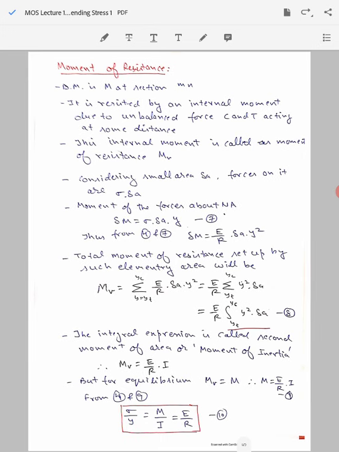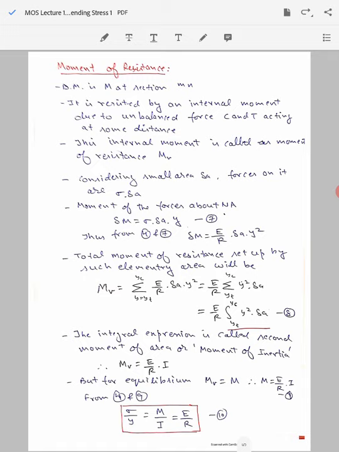Now let's talk about the moment of resistance. The applied bending moment is capital M, and as we have seen, the section is subjected to bending moment M. So this applied bending moment is resisted by an internal moment, and this internal moment is caused because of those forces of compression and tension acting at some distances from the neutral axis.